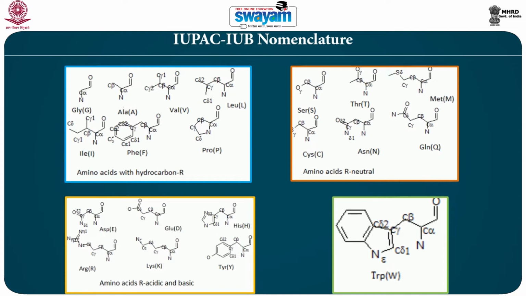And tryptophan has multiple atoms at the similar position, like C alpha, C beta, C gamma, C delta 2, N delta 1, C epsilon 3, and C epsilon 2, C zeta 2, C zeta 3, and so on.